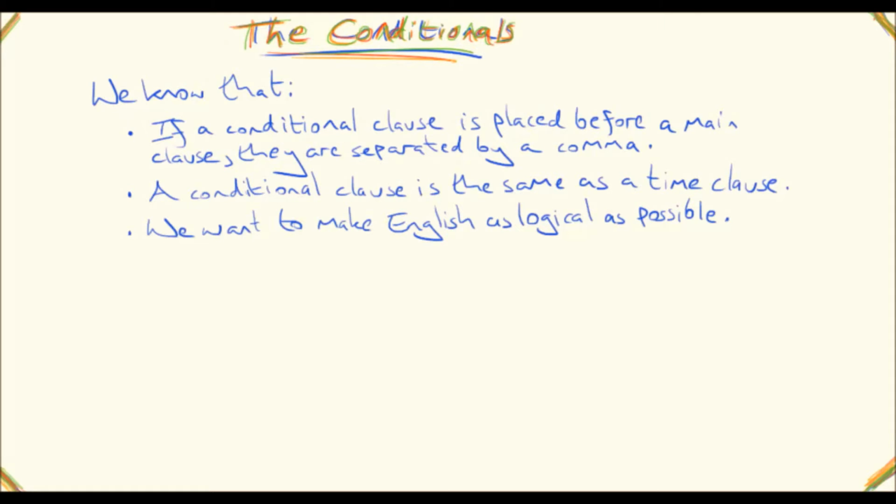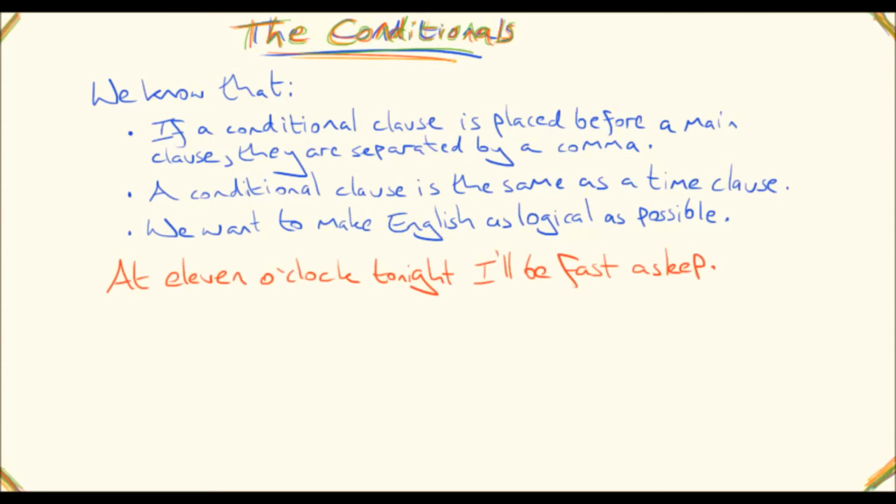So, taking a look at this sentence: At 11 o'clock tonight I'll be fast asleep. If you were to read that in a book or a magazine, as you may well do, some kind of structure like that, it might not instantly be wrong. It might never get corrected. But knowing what you now know, what would you do to that sentence to make it 100% correct?